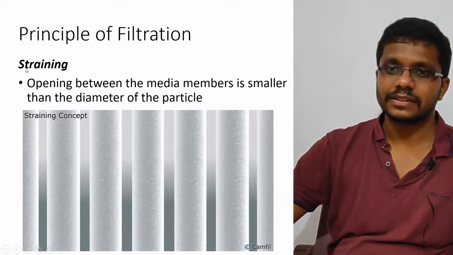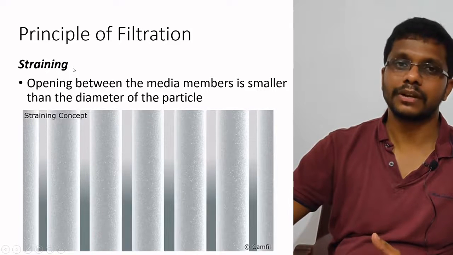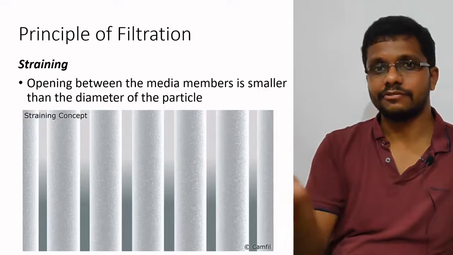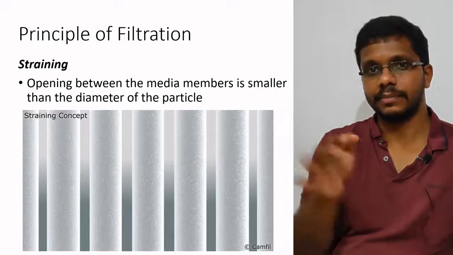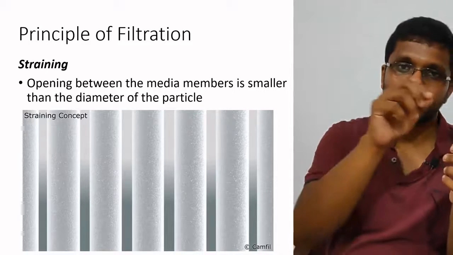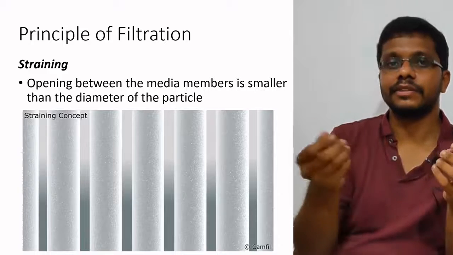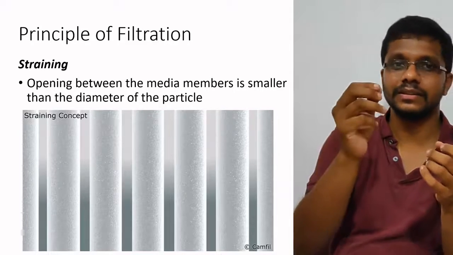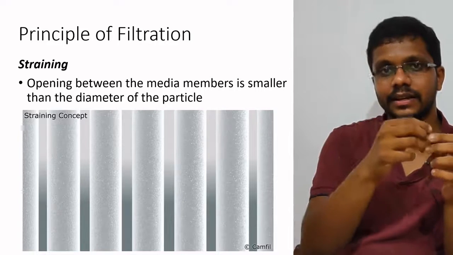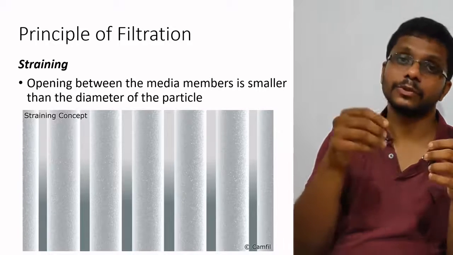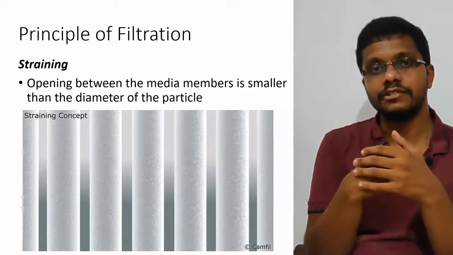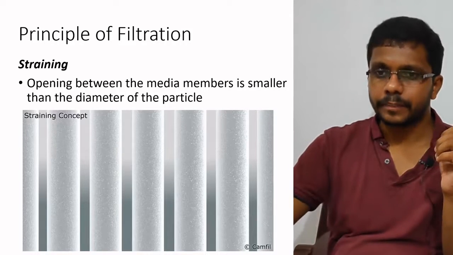First one is straining. This is what we do in our house when we are filtering coffee. So we have a filter, and it has some pores, and when we put coffee in that, the coffee powder has larger size than the pores, so the coffee will pass through, and the coffee powder will remain in the filter. So that's straining.